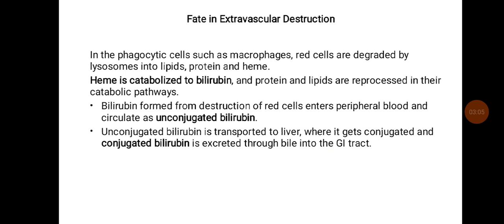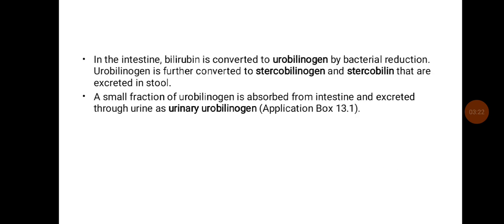Bilirubin formed from destruction of the red cells enters peripheral blood and circulates as unconjugated bilirubin. Unconjugated bilirubin is transported to the liver where it gets conjugated, and conjugated bilirubin is excreted through the bile into the GI tract. In the intestine, bilirubin is converted into urobilinogen by bacterial reduction. Urobilinogen is further converted to stercobilinogen and stercobilin that are excreted in stool. A smaller fraction of urobilinogen is absorbed from the intestine and excreted through urine as urinary urobilinogen.